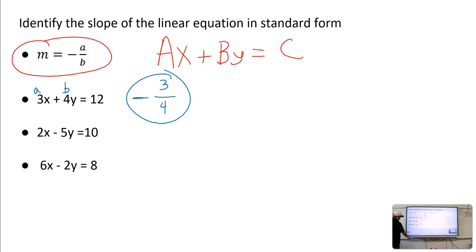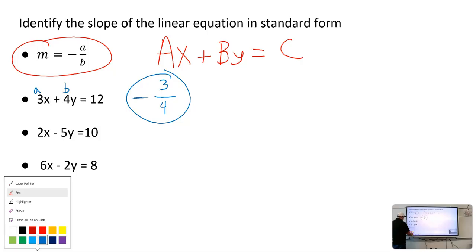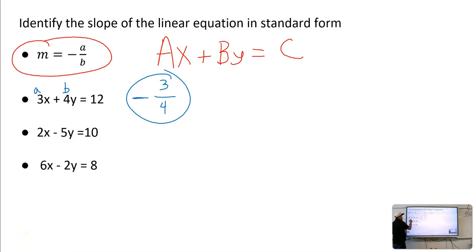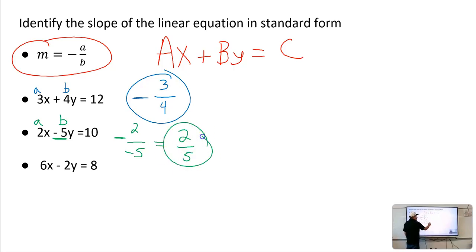Okay, let's do that again with our second example. What is in our a position? Looks like the 2 is in our a position. And in our b position is a 5, but we bring this sign with it, so it's actually going to be a negative 5. So let's just put it in our formula. Negative sign in front, a is 2, b is negative 5. So we have a negative 2 over negative 5. If we have two negatives, they basically just cancel each other out, and we're left with a positive 2/5 for our slope.